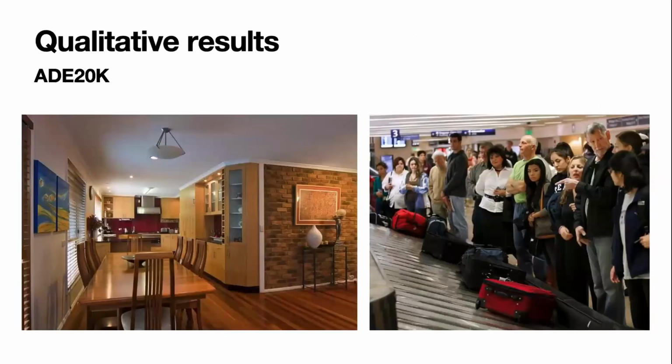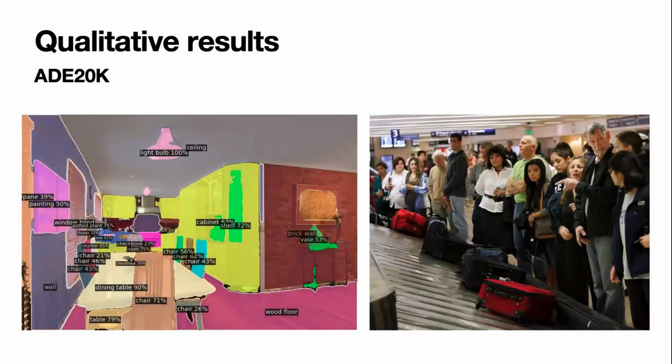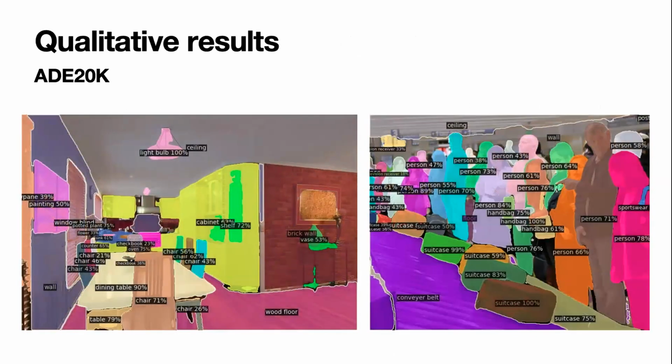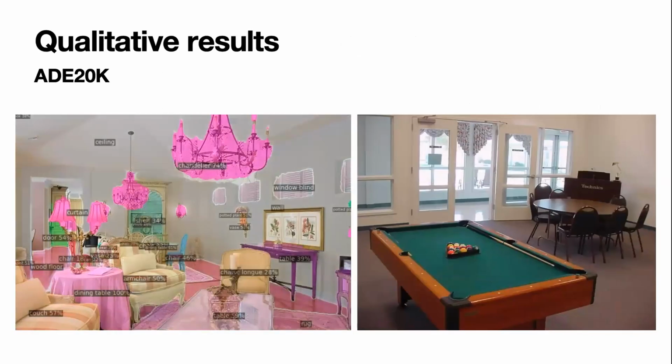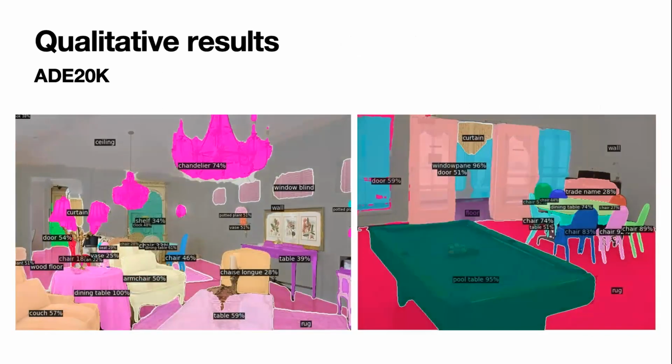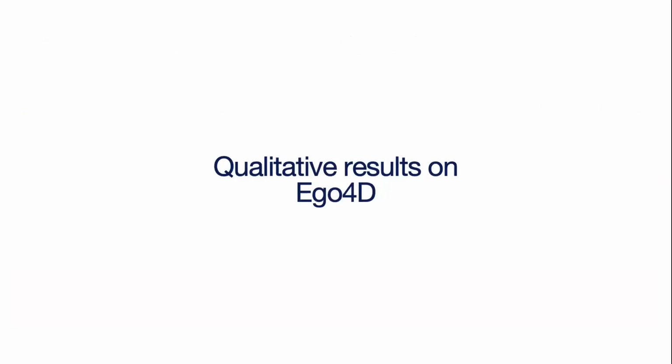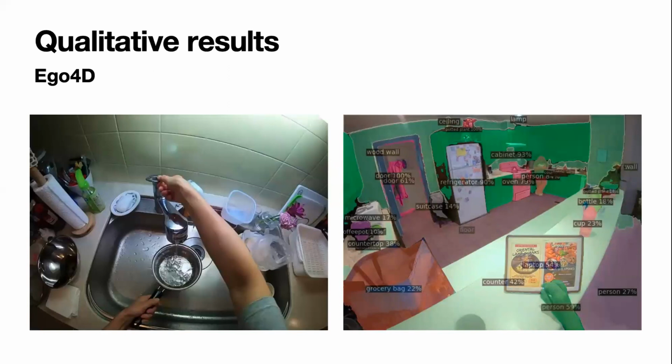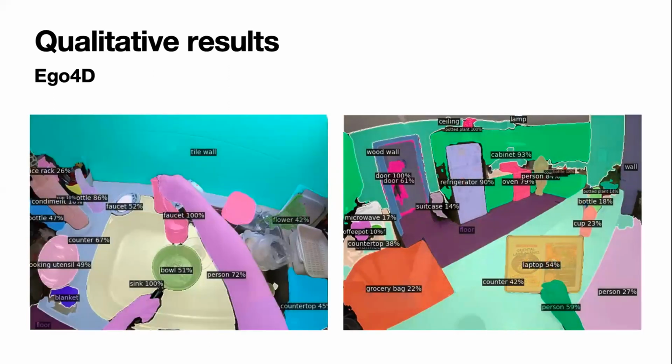And here are some qualitative results on the ADE20K dataset. Several of these categories are open vocabulary, they're not present in the COCO dataset, they're new categories. And we also tested on the Ego4D dataset qualitatively. Here are some results.